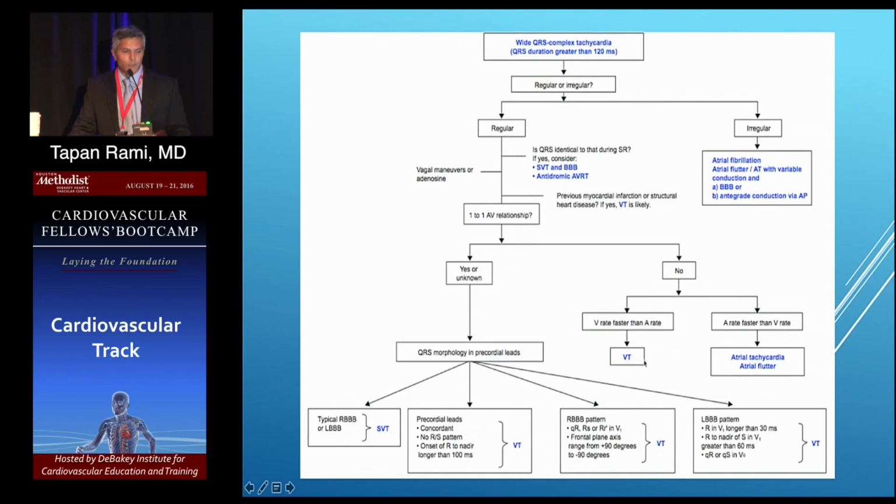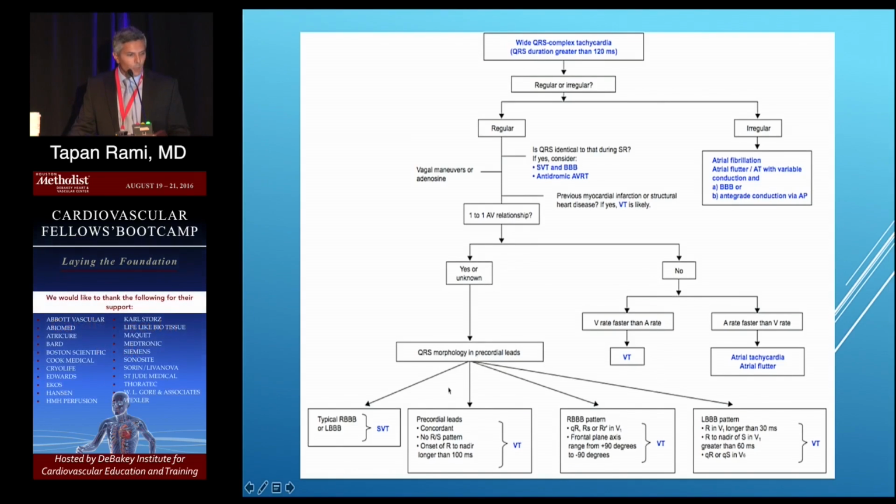Obviously, V's greater than A's, for the most part, it's going to be VT. And then looking at the morphology. And when we look at the morphology, a couple of things to keep in mind is, if it's SVT, it's utilizing the normal electrical conduction system as the initial part of the activation of the ventricle. So that portion really should be very rapid and very narrow. If it's ventricular, whether it's ventricular pre-excitation or ventricular tachycardia, it's not going to be using the regular His-Purkinje system. So the initial portion is going to be slow and wide.